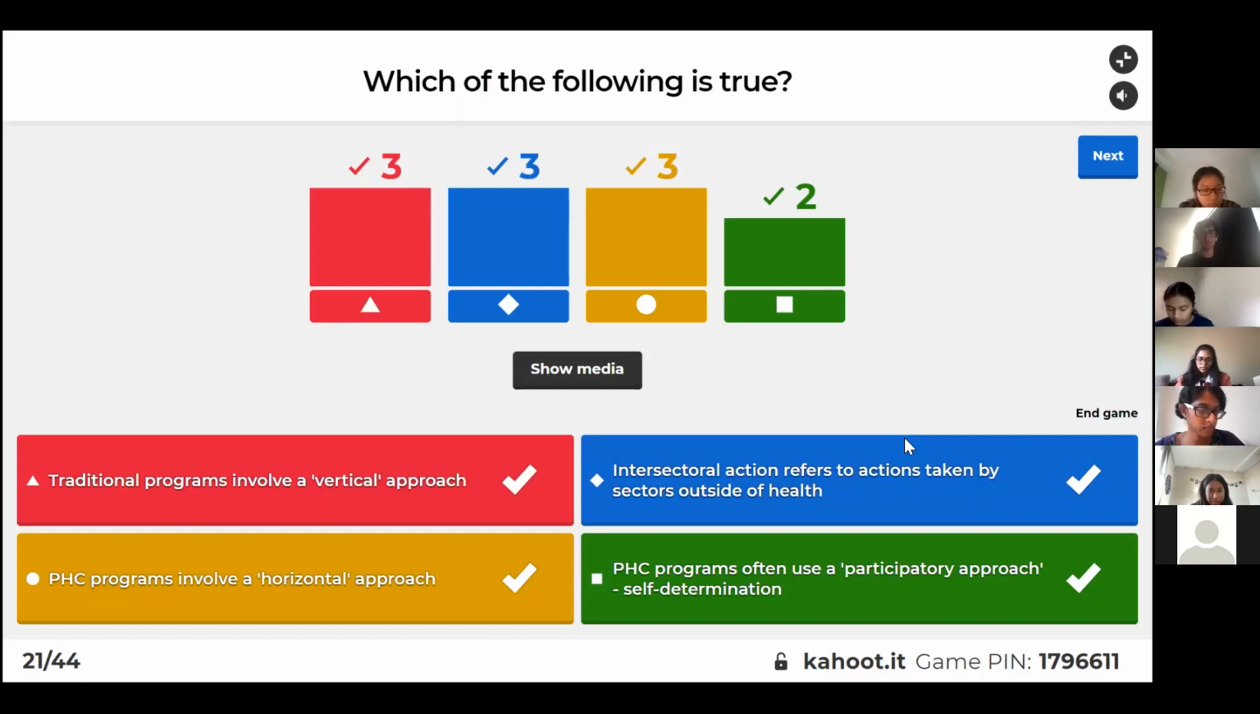In terms of the difference between a vertical and horizontal approach, primary healthcare programs go across a population, whereas traditional programs go down a population, if that makes sense. So horizontal doesn't really group people into vertical columns of, you've got this, you've got that. It's more that everyone takes responsibility for their health. So everything here was correct.